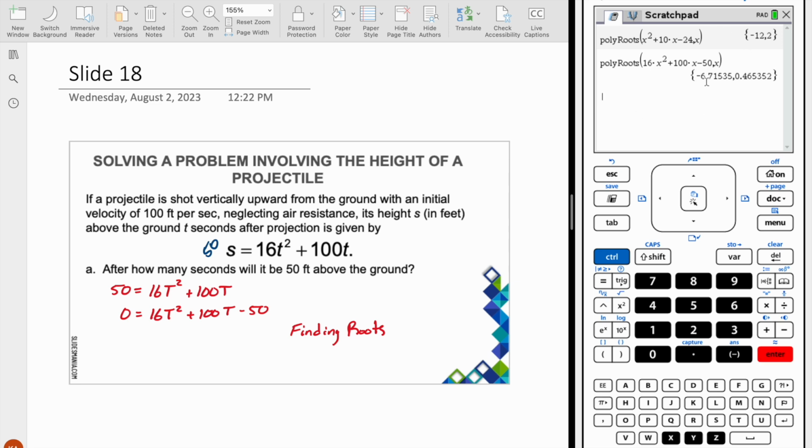In this case, we have negative 6.7 and 0.46. This would mean that at 0.46 seconds, it would be at exactly 50 feet.